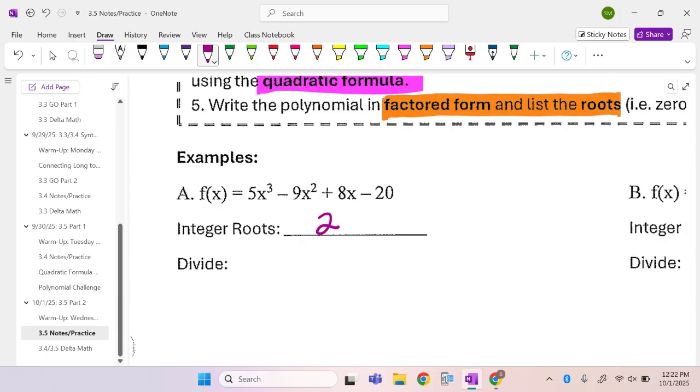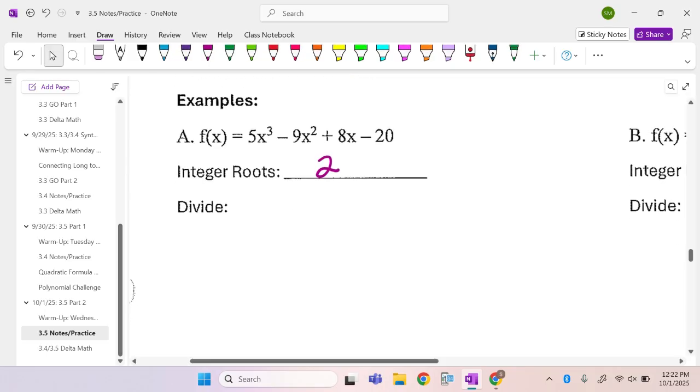Now, the next thing we're going to do is use that 2 as our root, and use it to divide into here. Now, I'll let you decide. Do you want long division or synthetic? I'm going to do synthetic, but then I'll do long for some of the other. Honestly, synthetic is the easier one, but okay.